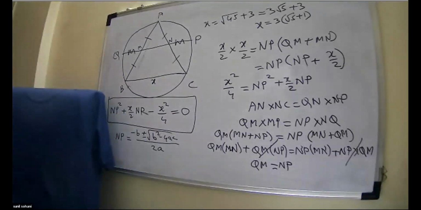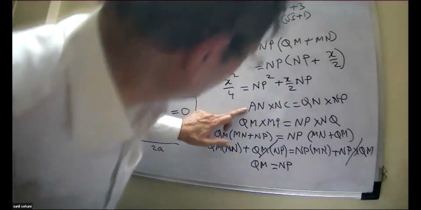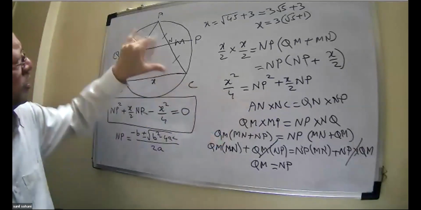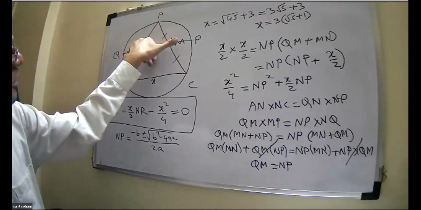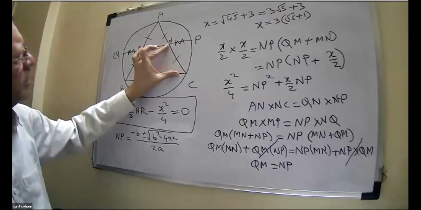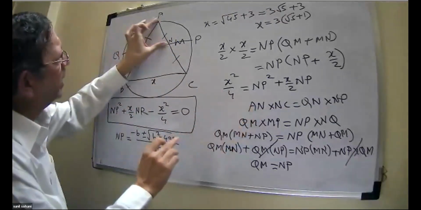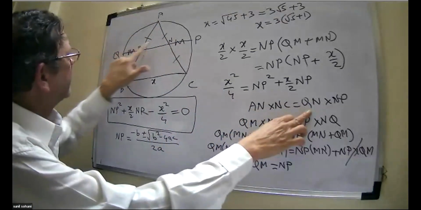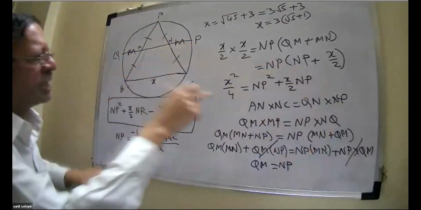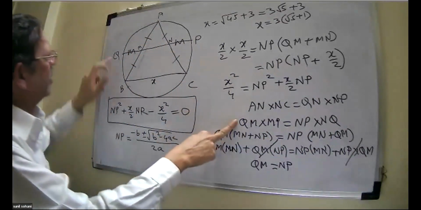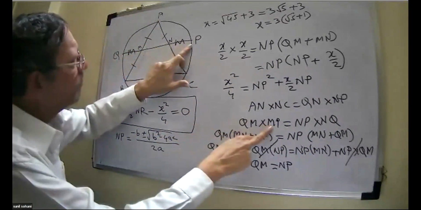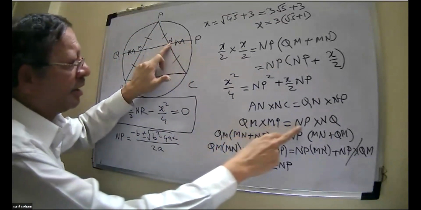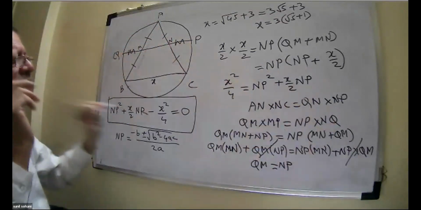Sir, can you just once explain the theorem? Which theorem? This one? No, the first one, where you used the 2 chords, QN into NP is equal to this. Yes, sir. When 2 chords are intersecting each other, the product of the chord segments is the same. This is what I have written: AN into NC is one chord, also equal to the product of QN times NP. And the same theorem again I have used on the same line: QM times MP is also equal to NP times NQ. Twice I used that theorem.